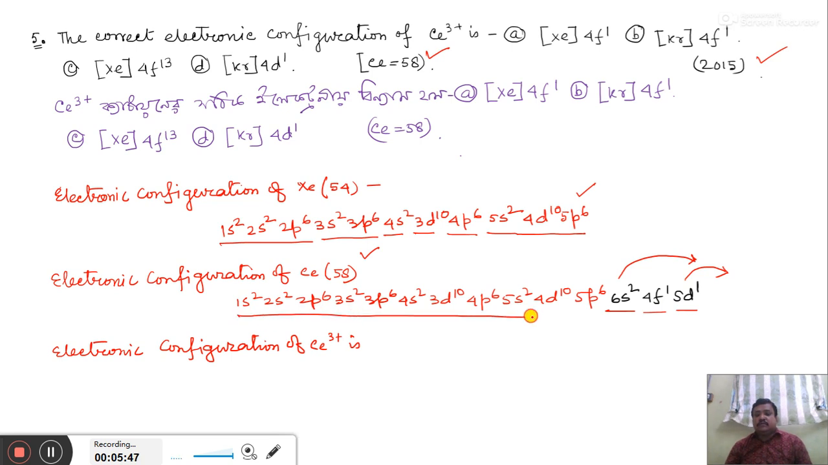For Ce3+, 3 electrons are removed from the outermost shell: two electrons from 6s, and then one electron from 5d. So the electronic configuration of cerium 3 plus is the xenon core and only the 4f subshell exists, so 4f1. So xenon core 4f1 is the right option, so option A is the correct one.